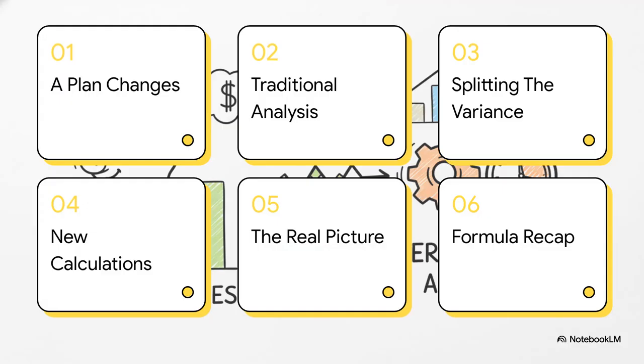So here's our game plan for today. First up, we're going to look at a company whose budget became pretty much useless overnight. Then we'll see how the old-school traditional analysis gets the story totally wrong. After that, we'll introduce a smarter and, frankly, a much fairer method. We'll crunch the new numbers, see the hidden truth they reveal, and then we'll wrap it all up with a quick recap of the key formulas you absolutely need to know.